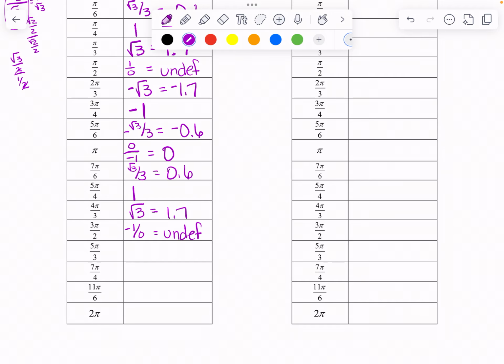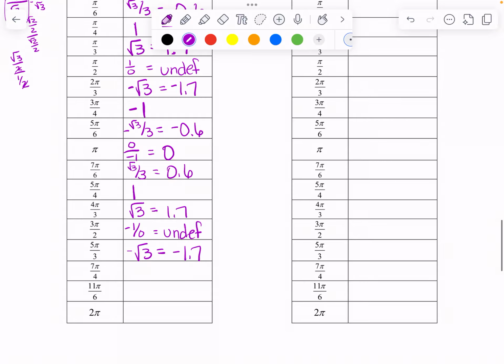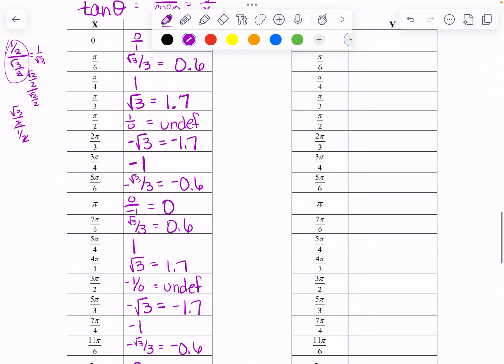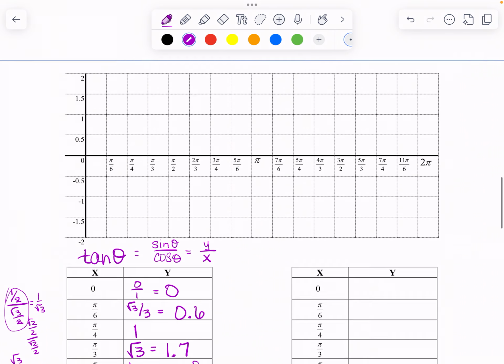This guy, 5 pi over 3, is negative root 3 over 2 over 1 over 2, so negative root 3, so negative 1.7. 7 pi over 4, negative root 2 over a positive root 2 over 2, so negative 1. 11 pi over 6 is negative 1/2 over root 3 over 2, so negative root 3 over 3, so negative 0.6. And then 2 pi, we're back to 0. All right, let's plot these points.